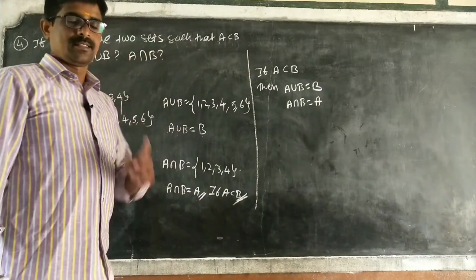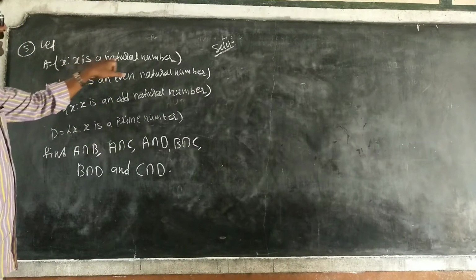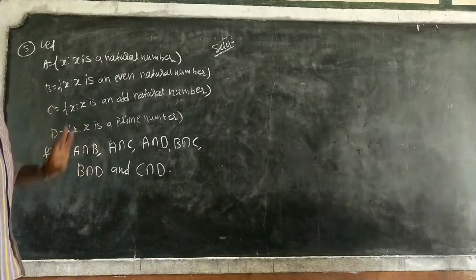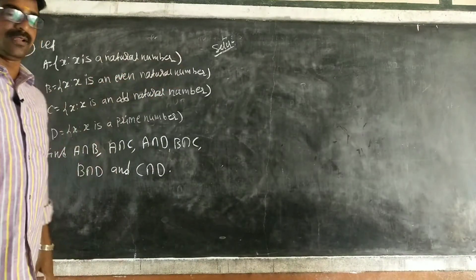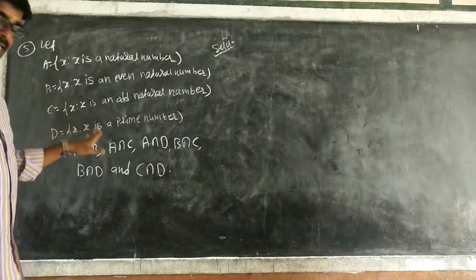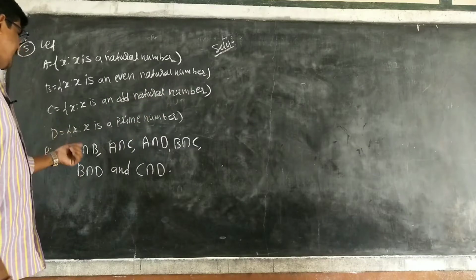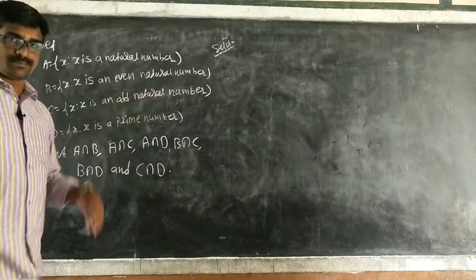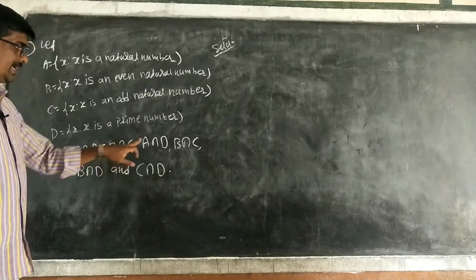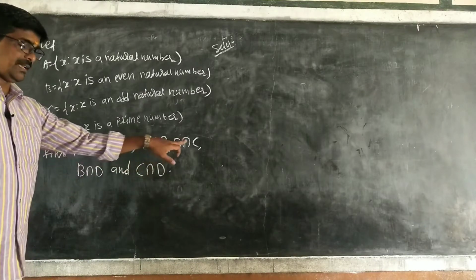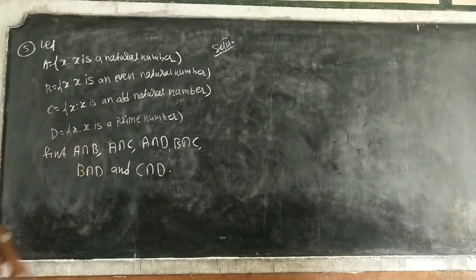Okay, right. Next. A is the set of X such that X is a natural number. B is the set of X such that X is an even natural number. C is the set of X such that X is an odd natural number. D is the set of X such that X is a prime number. So we have to write A intersection B, A intersection C, A intersection D, B intersection C, B intersection D and C intersection D.